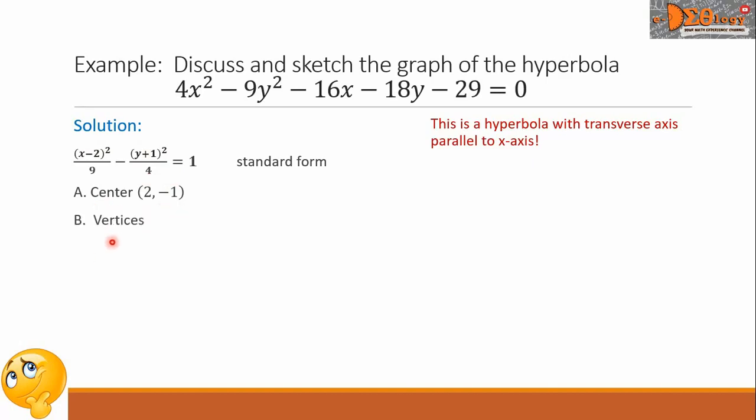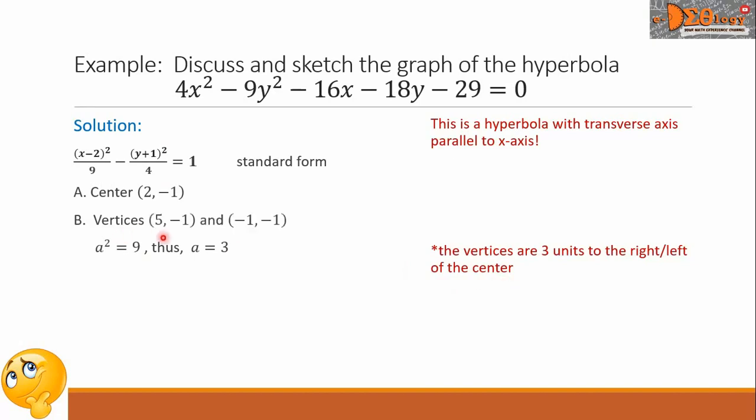Next are the vertices. We take the a squared, which is the denominator of the variable x, that is 9. Getting the value of a, let us take the square root. So a equals 3. It means the vertices are 3 units to the right or left of the center. So the coordinates of the vertices are (5, -1) and (-1, -1) respectively.